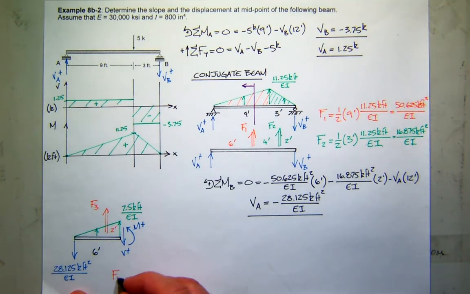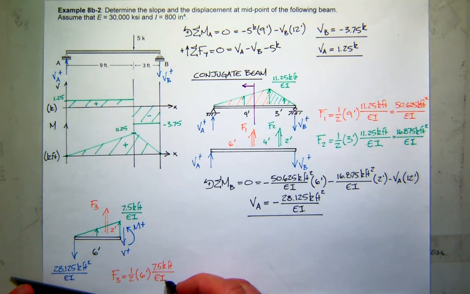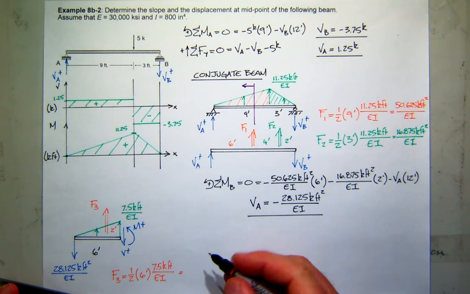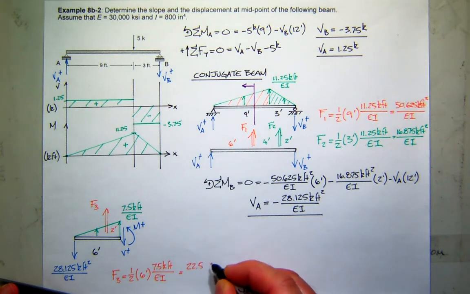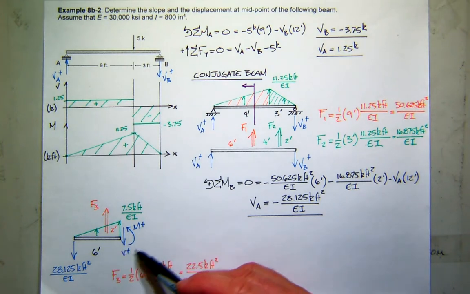So what's F3 going to be? What's a triangle? So it's going to be 1/2 the base, which is 6 feet, times the height, which is 7.5 kip feet, divided by EI. What's that equal to? 22.5? So 22.5, and that will be kip feet squared over EI. So now what I'm left to do is to find the shear and moment. So I'll start with the moment first.